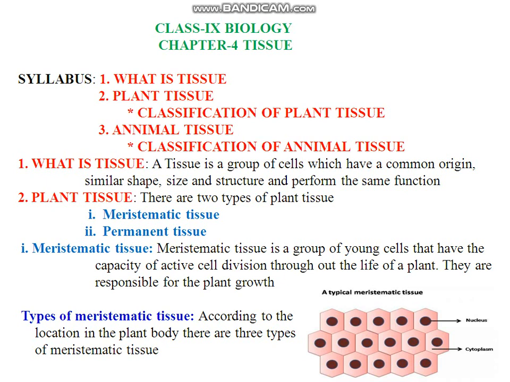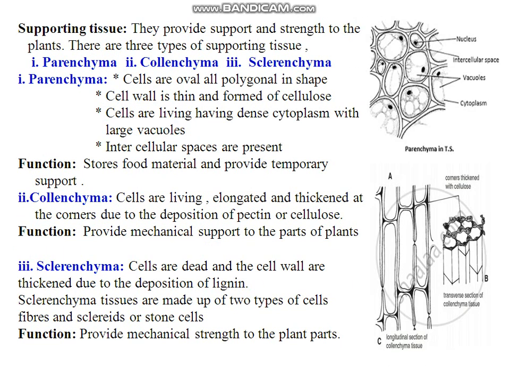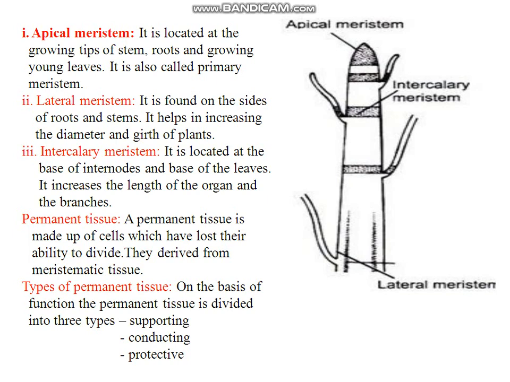Now meristematic tissue can be divided into three types according to their location. According to the location, meristematic tissue is divided into three types. Number 1, apical meristem. Number 2, lateral meristem. And number 3, intercalary meristem.